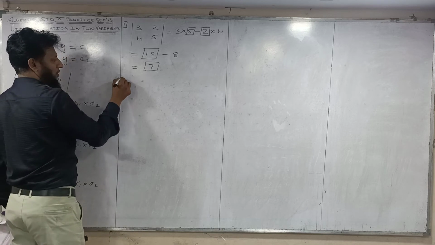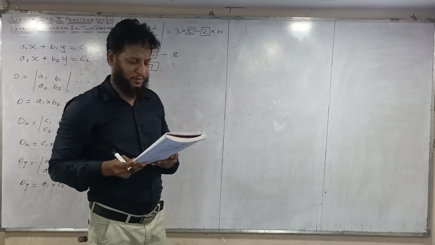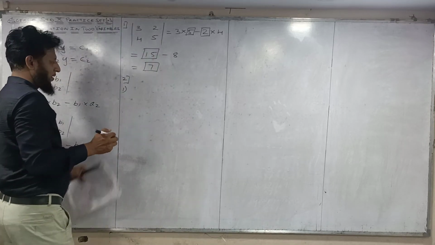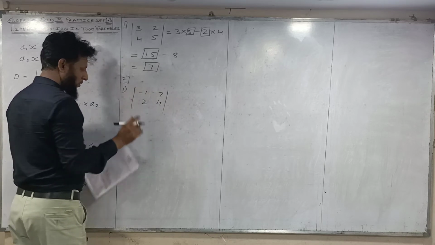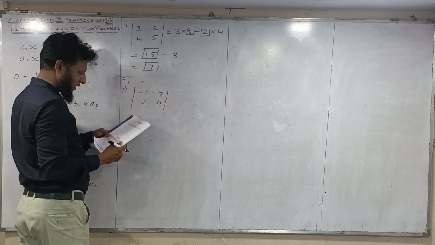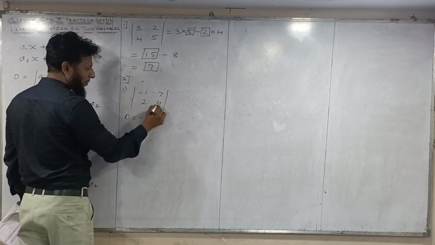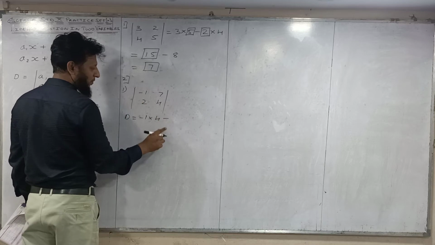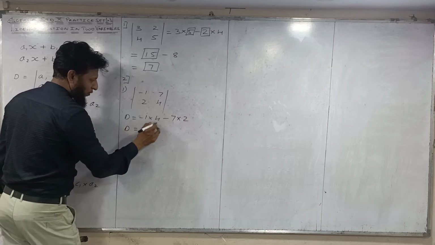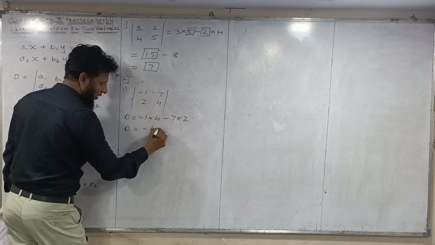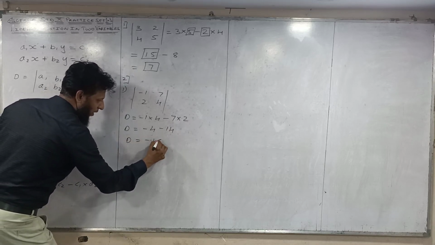Then the second question, first sum. Find the values of the following determinants. Here you have to find D: minus 1, 2, 7, 4. D is equal to minus 1 multiplied by 4, minus 7 multiplied by 2. D is equal to minus 4 minus 14, which gives minus 18.